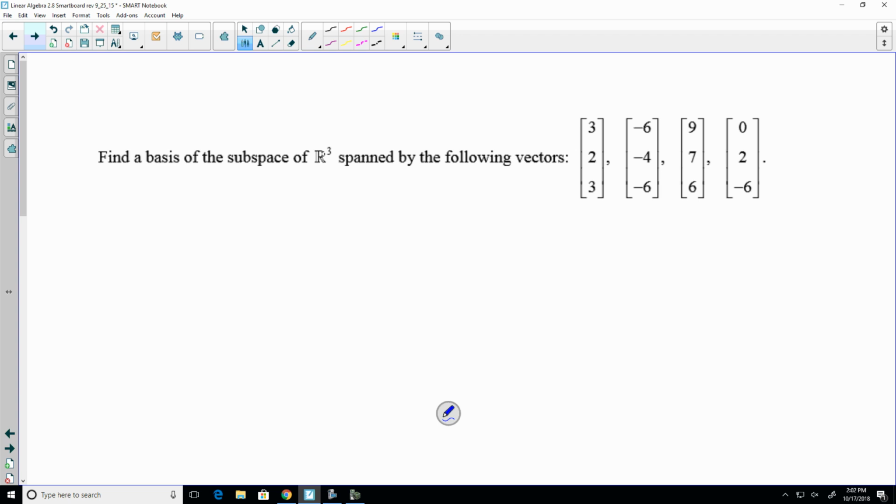So the first 2 are multiples? Okay, well, are any of the others multiples of each other? So I am going to put this in the calculator.